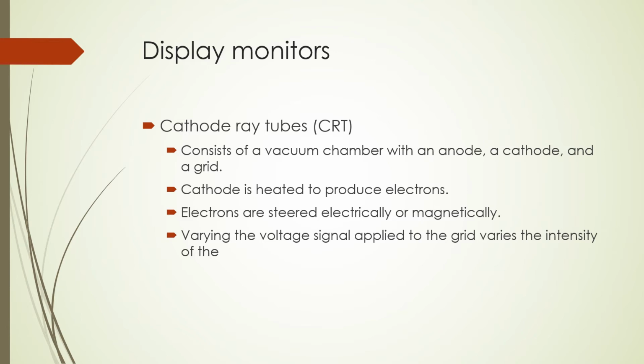The cathode is heated to produce electrons that are accelerated to the anode by a 10 to 30 keV potential difference. Flow of electrons from cathode to anode are called cathode rays. The setup is called an electron gun. Electrons are steered electrically or magnetically onto a small area of a phosphor screen. As electrons strike the phosphor screen, light is produced. The intensity of the light on the screen can be changed by varying the voltage signal applied to the grid. A cathode ray tube with a single electron gun displays monochrome images. We will look at the color CRT on the next slide.